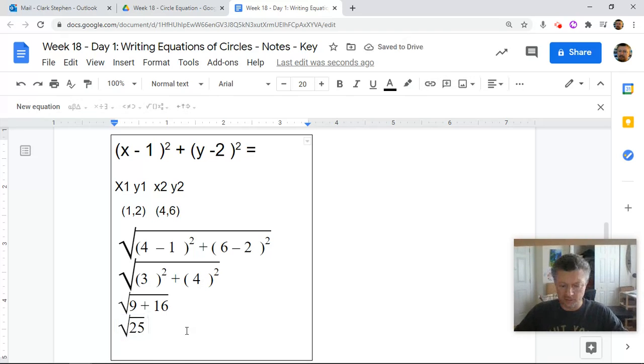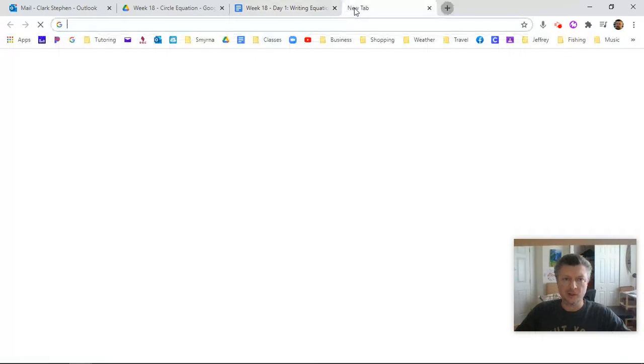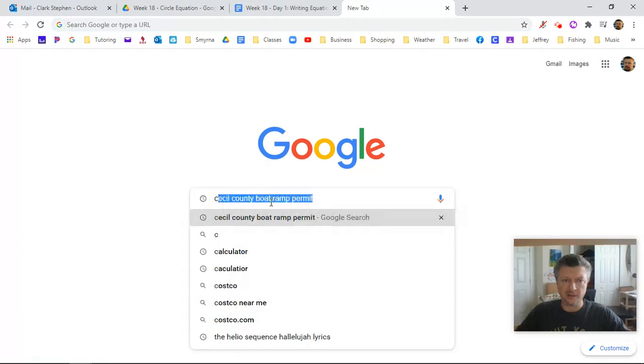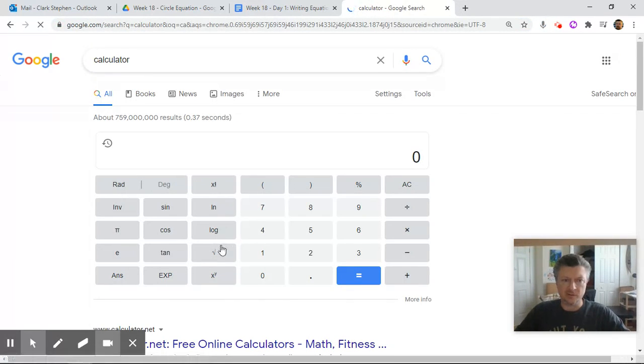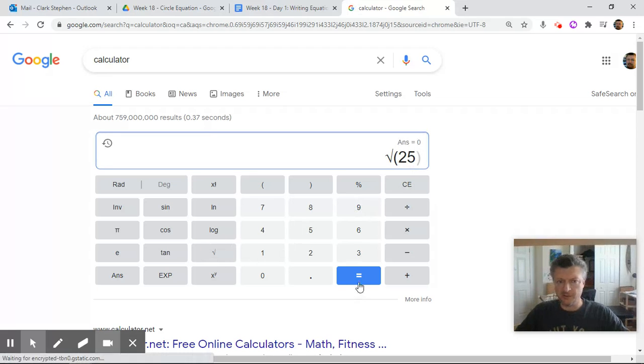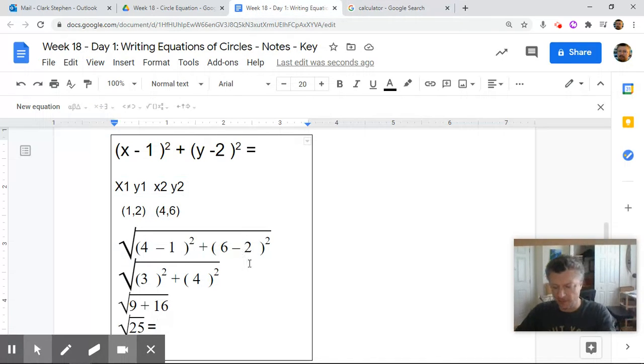All right, and then we have to do the square root of 25. And in case you don't know, 5 times 5 is 25. So the square root of 25 is 5. You can always just go to Google and put calculator in there. There we go. And then you go to the square root key right there. And then put 25 in there, and you get 5. So the answer is 5 for the radius.